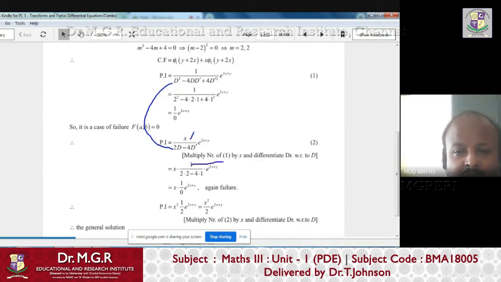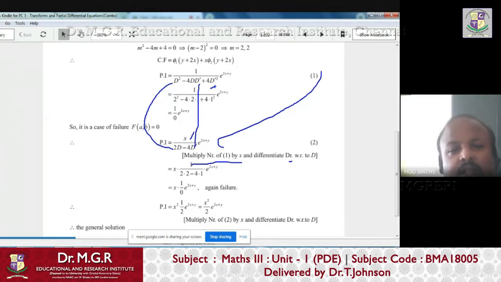Multiply numerator by x in equation 1. Multiply numerator by x and differentiate the denominator with respect to D. With respect to D means D square, just like x square, it is D square. If you differentiate, it becomes 2D. Then minus 4D dash. If you differentiate, it becomes minus 4D dash times 1. D dash is there, so that comes here. Then 4D dash square. Here there is no D term. You are differentiating with respect to D, so in that case, D dash is something like a constant, right? So it becomes 0.